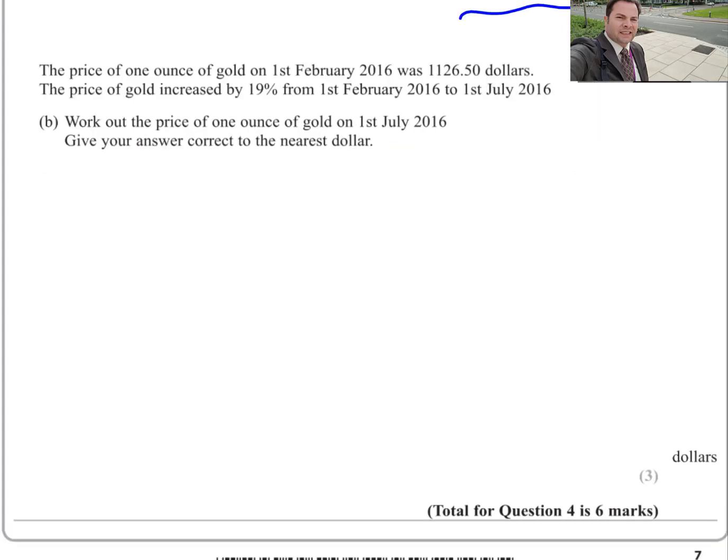In part B, the price of 1 ounce of gold on 1st February 2016 is given. The price of gold increased by 19%. This is the percentage of increase from the 1st February 2016 to the 1st July 2016. Work out the price of 1 ounce of gold on 1st July. By the same way as part A, I will write old, which represents here February, and here percentage, whatever increase or decrease.